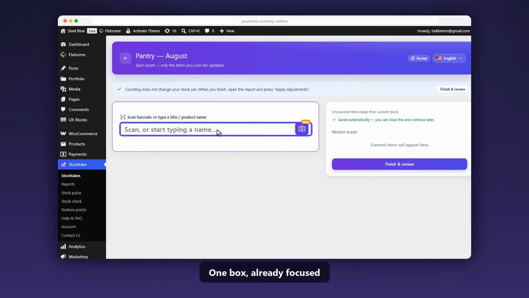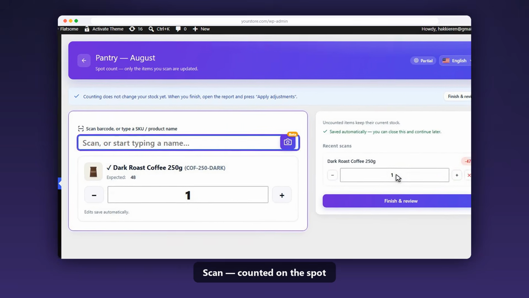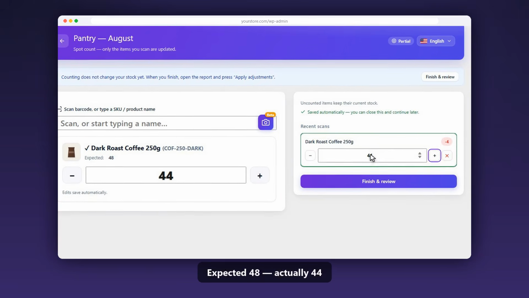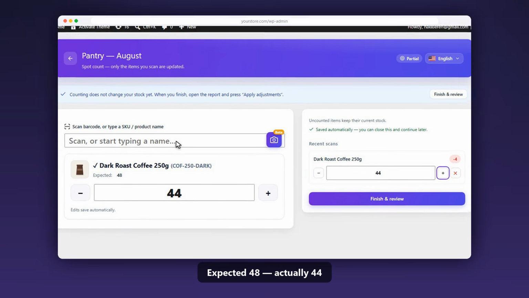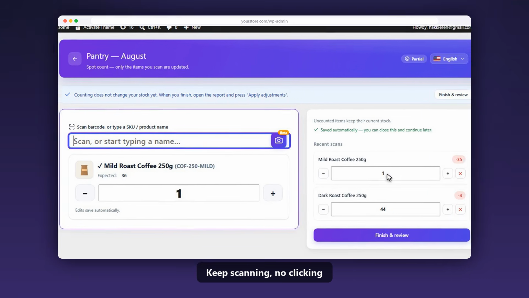This is the count screen. One box already focused. Scan a barcode, and it's counted on the spot. It shows what was expected, so you type what's really there. The cursor never leaves the box, so you keep scanning.